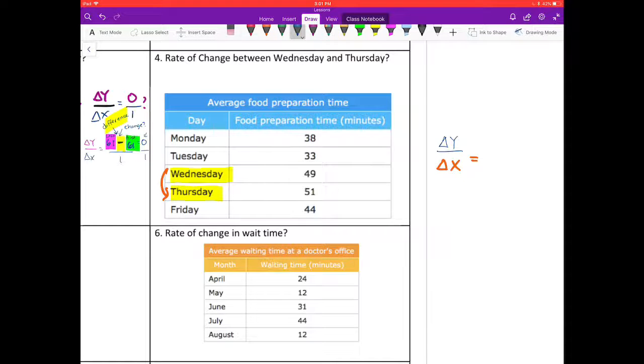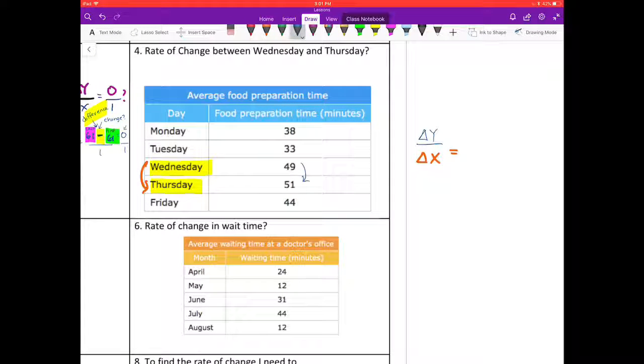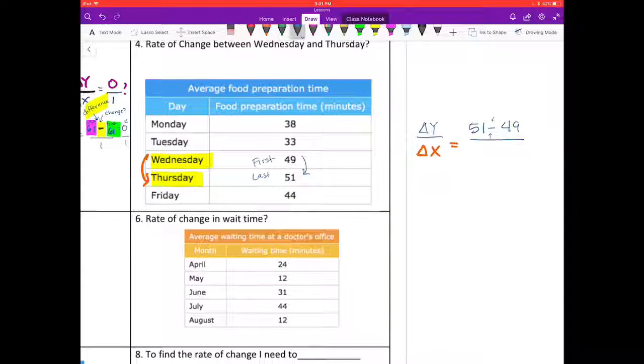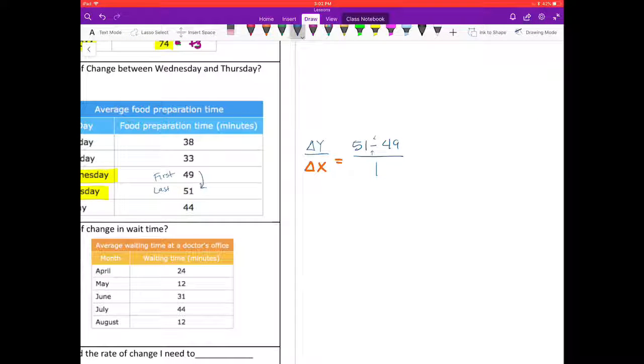So here we go. Average food preparation time. We went from 49 minutes to 51. This is my last. This is my first. So 51 minus 49. Remember, I told you we have to take the difference. Remember, the difference means a change. So what's my change in X? Oh, I'm increasing by 1. Okay, so 51 minus 49.